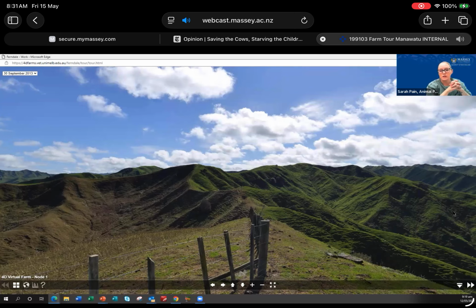Okay, so typically in New Zealand, sheep and beef farms are situated in the hill country, the hillier and more steep country, whereas dairy farms are on the flat land. There's a couple of reasons for that. It's not to say that there's no sheep farm.